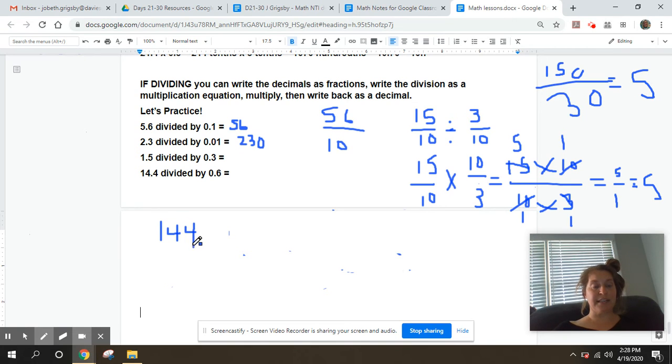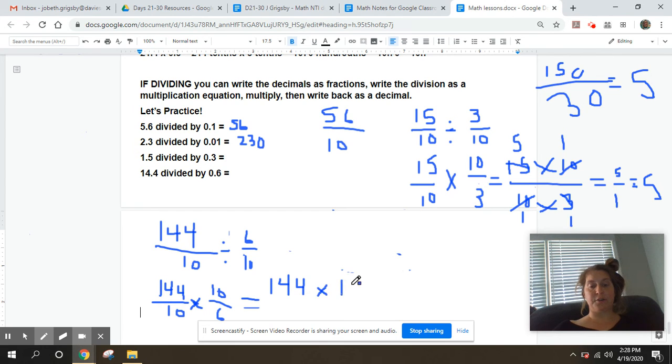So instead of saying 14 and 4/10 as a mixed number, we're going to write it as an improper fraction, 144 tenths, divided by 6/10. Okay, so we know 144 tenths keeps its value, division becomes its inverse, and our 6/10 becomes its reciprocal. Okay, remember, multiplication and division have a relationship.